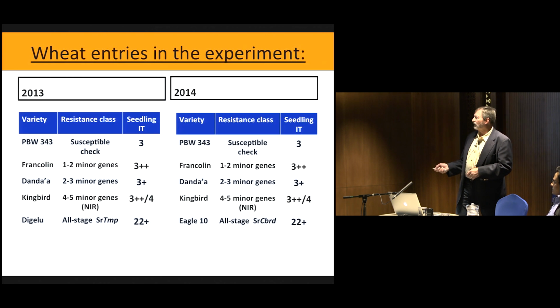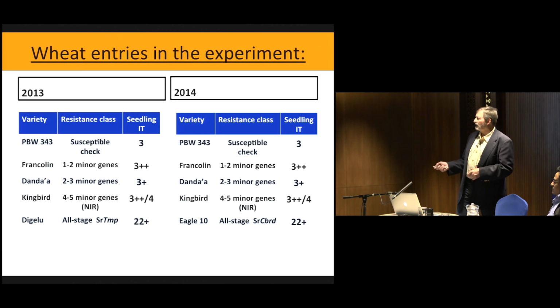Danda, we think, may have more minor genes, maybe 2 or 3. The seedling reaction is a 3+. Kingbird is a near immune response. It may have as many as 4 or 5, possibly more genes. The seedling reaction is a 3++ or 4.